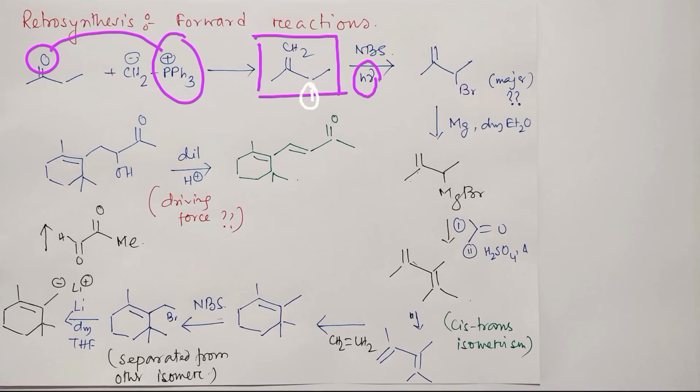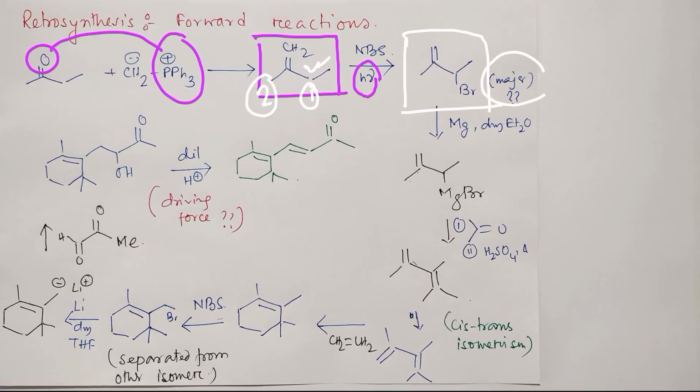Now a question may come, since there are two positions. This is position number 1 and this is position number 2. In both cases allylic halogenation is possible, but I believe the major product will be this one. Why? Because allylic halogenation proceeds through a radical intermediate, and the radical at position 1 is more stable because of the additional methyl group attached. So this will be the major product. We have to separate it through column chromatography.